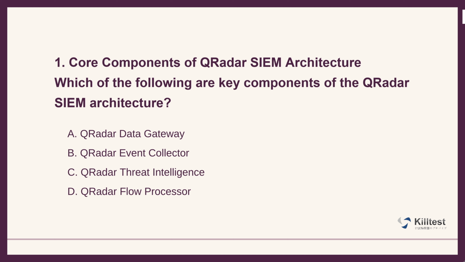So, the correct answers are the flow processor is crucial because it analyzes network traffic in real time to spot unusual activity. The log manager is important for storing and organizing all logs so you can easily find and analyze them later.